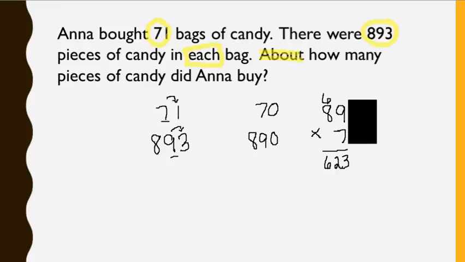Okay, and now I'm going to look at the zeros. How many did I have? I had 2 zeros. I'm going to tack them on to the end. It's the nice thing about multiplying with lots of zeros because you can make it quick. So 62,300. Okay, so we have approximately, that is a lot of candy.